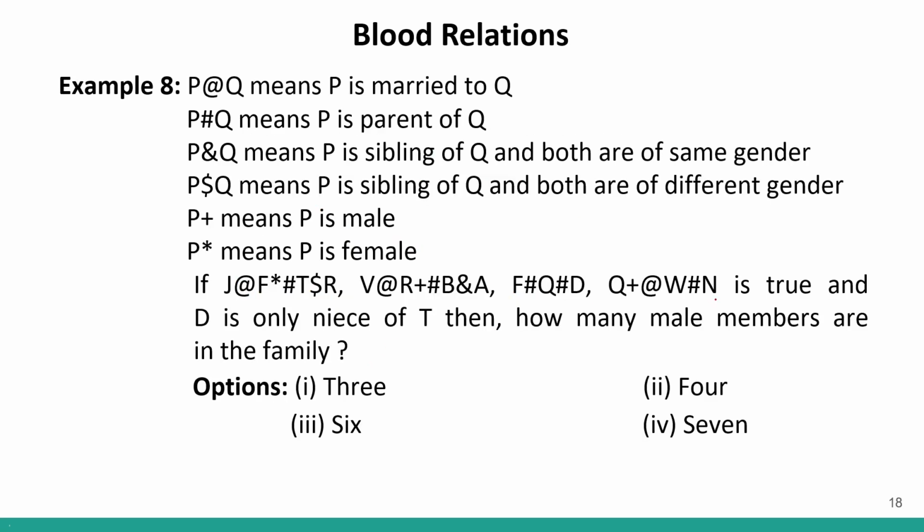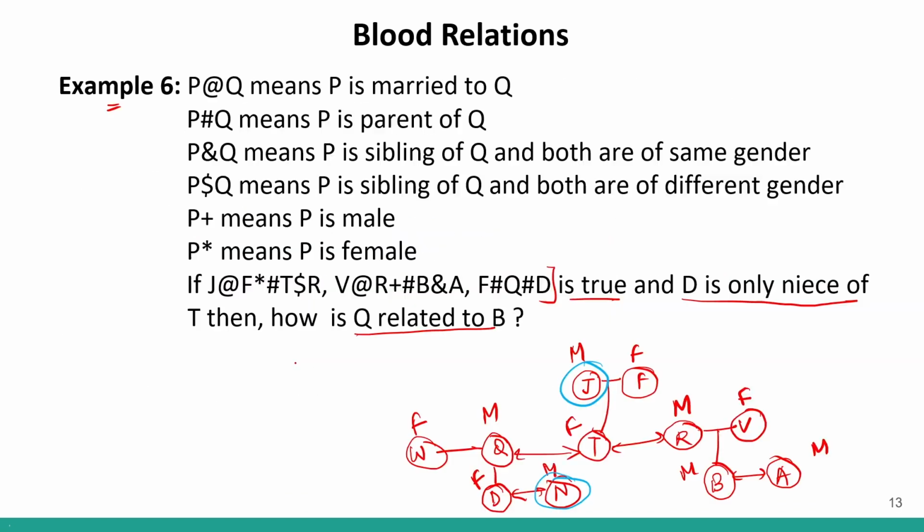Okay, same question, up till now we have solved this. D is the only niece, we have done this. We have to find out how many male members are there in the family. So let us go back to the arrangement. Okay, so this was the arrangement.